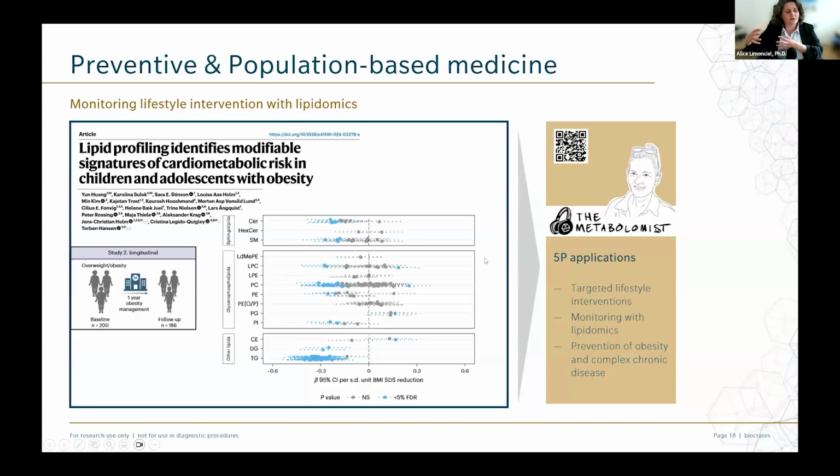So all those markers that were associated with obesity in terms of the lipids in the blood, they were strongly influenced in the children where the intervention worked. So that's a strong sign that you can really monitor these changes, whether it's lipidomics or metabolomics. I often associate the two, but in this case for lipidomics, it worked really, really well.